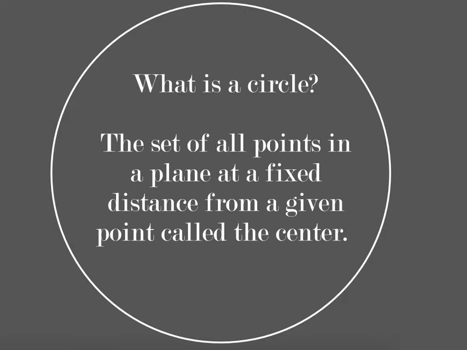So what actually is a circle? Well, the actual definition says that it is the set of all points in a plane at a fixed distance from a given point called the center. What? That's a whole bunch of words.